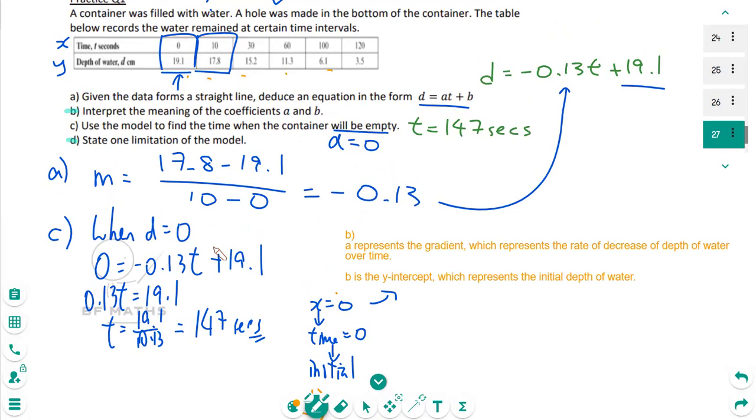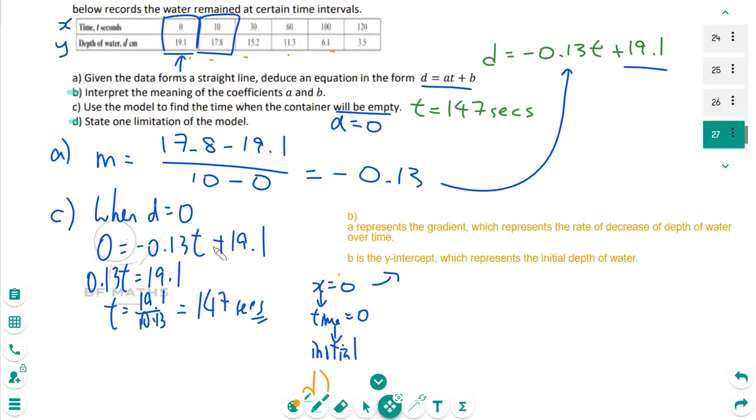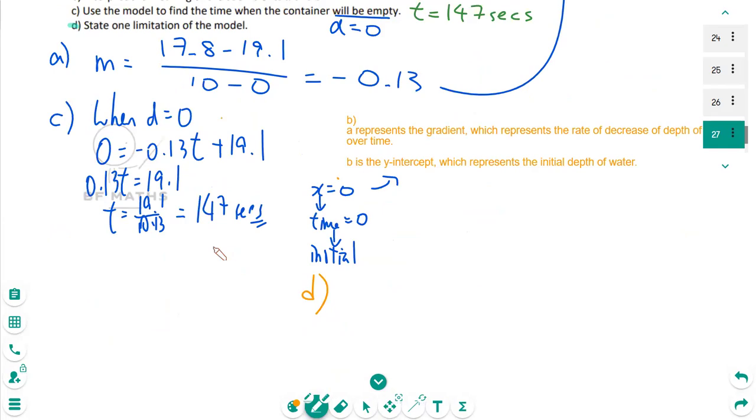What happens if T becomes a very big number? Put it in a calculator. What happens if you substitute a very big number into T here? Let's say 10,000 million. You realize what's the problem? D becomes negative. But D is the depth of water, so depth of water cannot be negative. Therefore, that's a limitation.